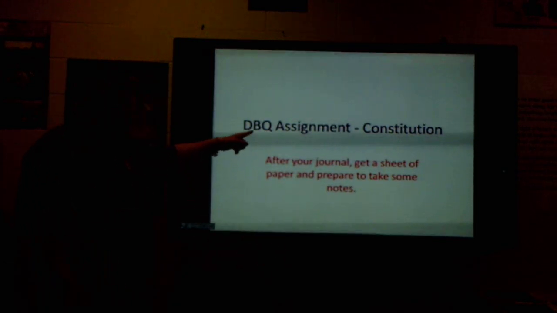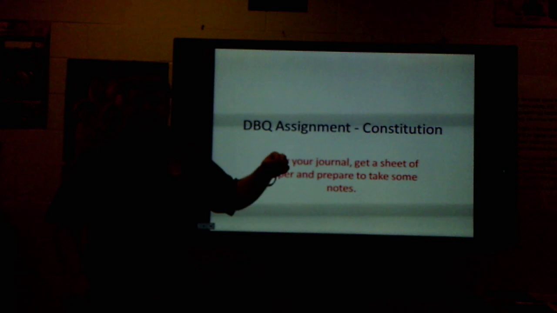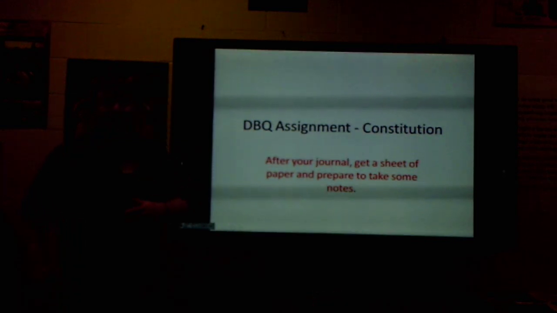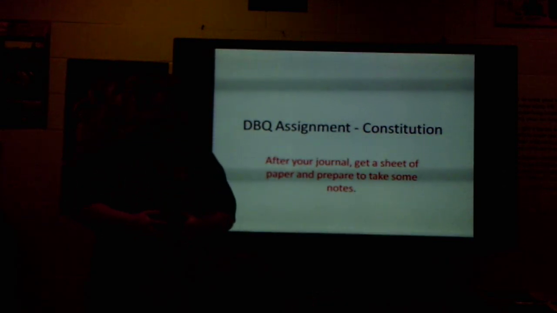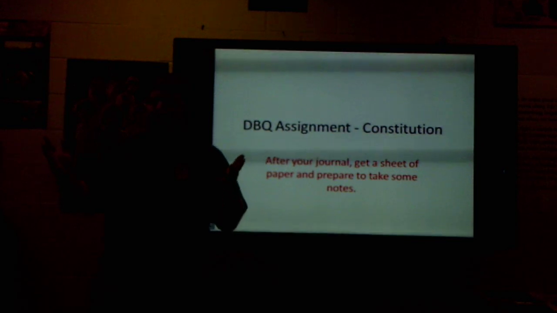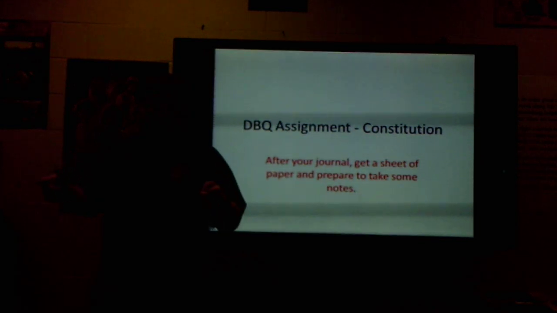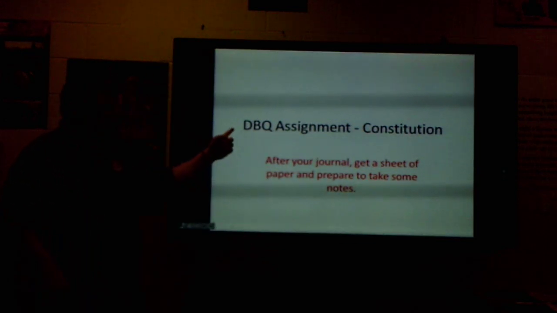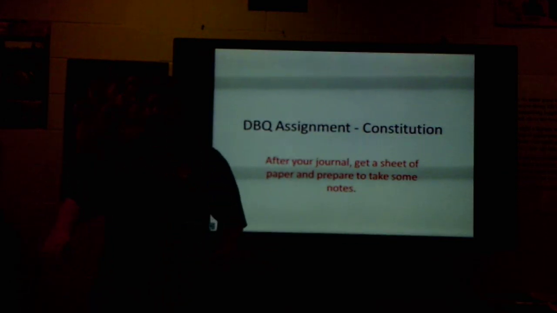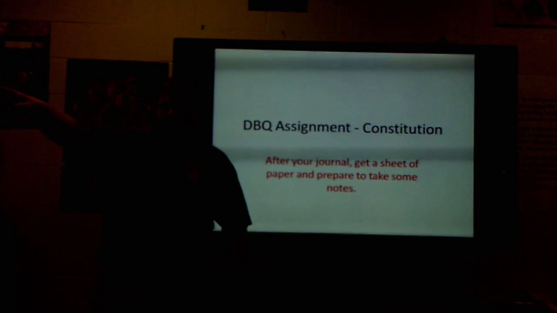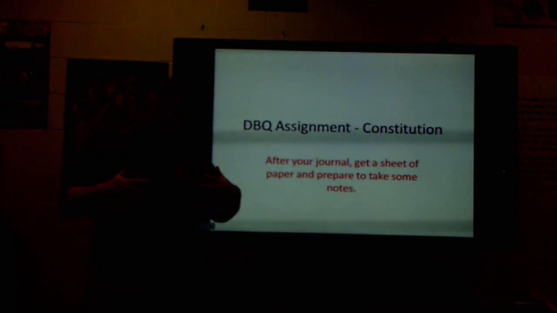Now DBQ stands for document-based questioning, okay? Now again, in history, what are we primarily interested in? Written documents, right? So we're going to look at analyzing documents. Remember we used the orange sheet and some other sheets to analyze documents?